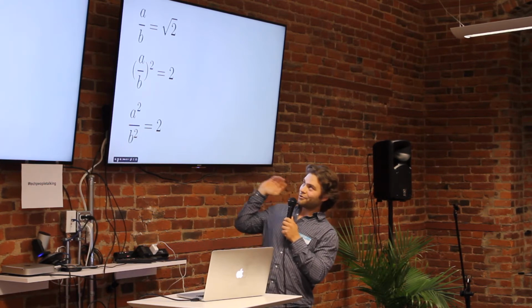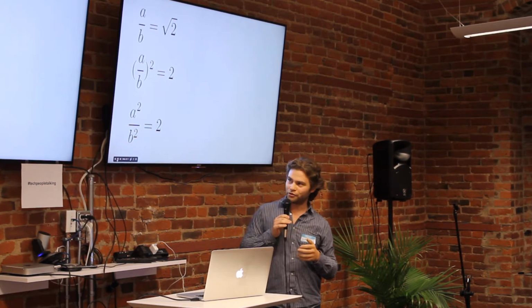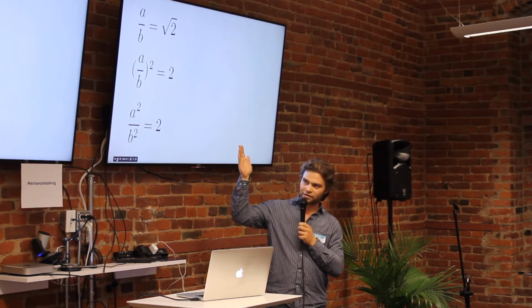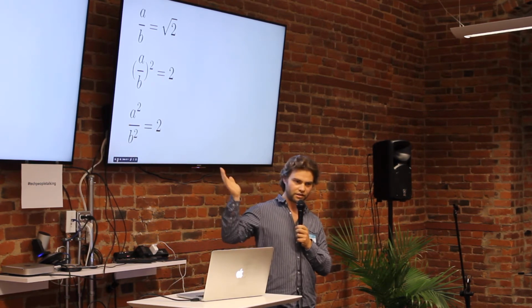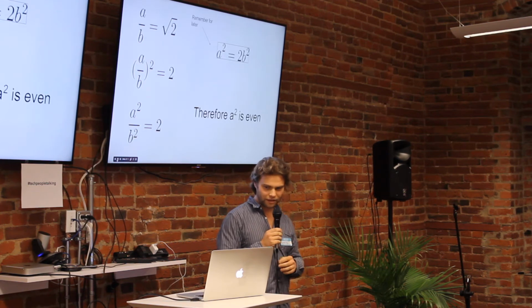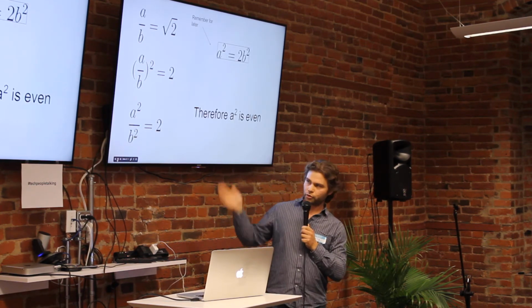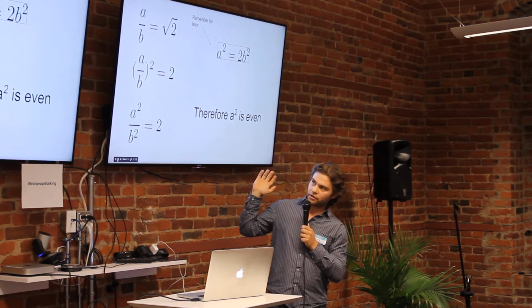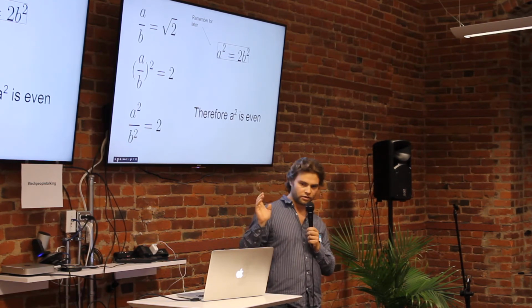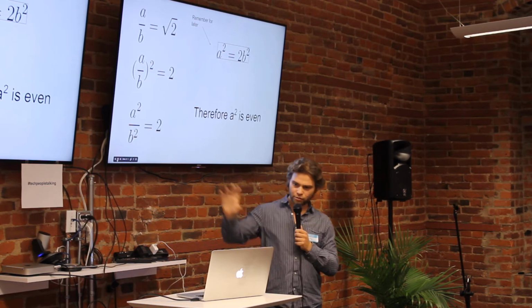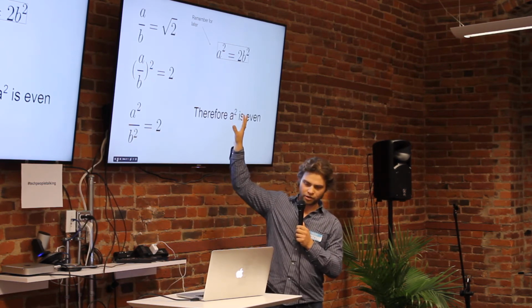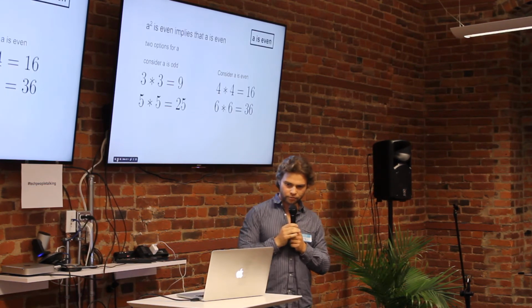Okay, so we have a over b equals the square root of 2, and we can square both sides, and we can distribute the square sign in the fraction. Then we can move the b squared onto the other side, and we have the fact that a squared is even because it's 2 times something else. We don't care. And remember this thing on the top right here, we're going to need it for later.